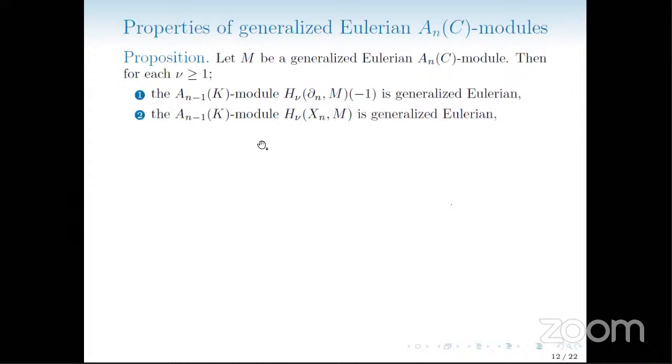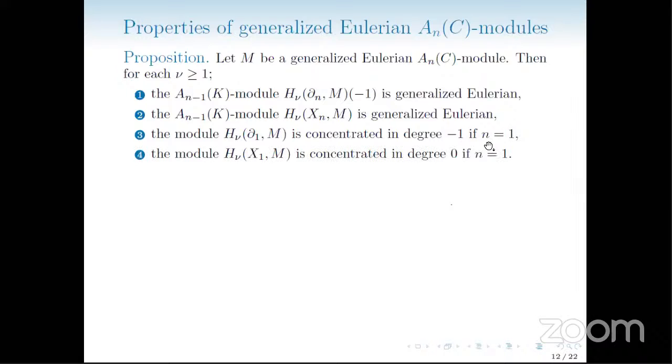And if we take n to be 1, then this de Rham cohomology module is concentrated in degree minus 1. And if we take n to be 1, then this Koszul cohomology module is concentrated in degree 0. That means only the 0th graded components and minus 1 graded components are non-zero. All other graded components vanish.